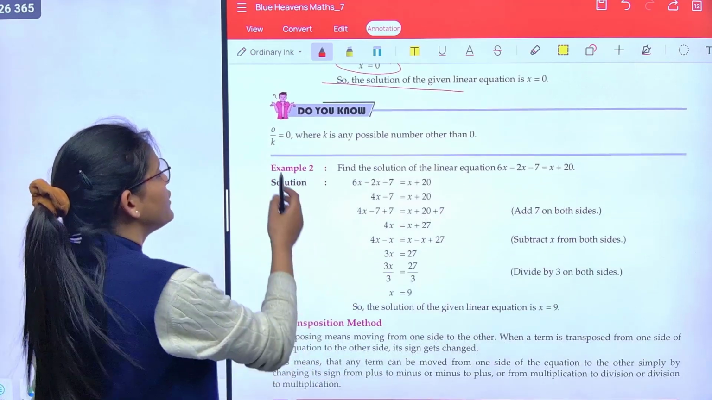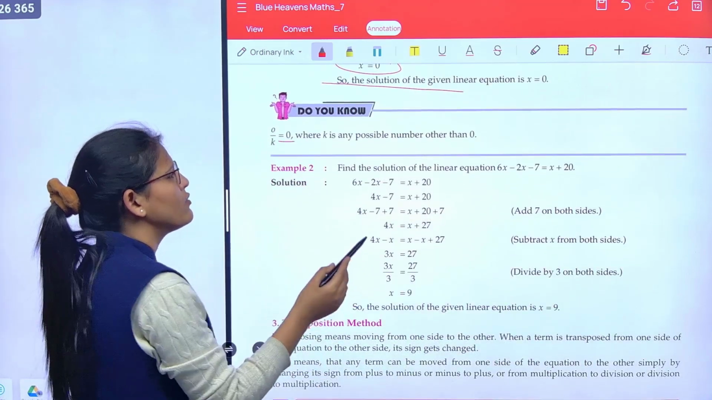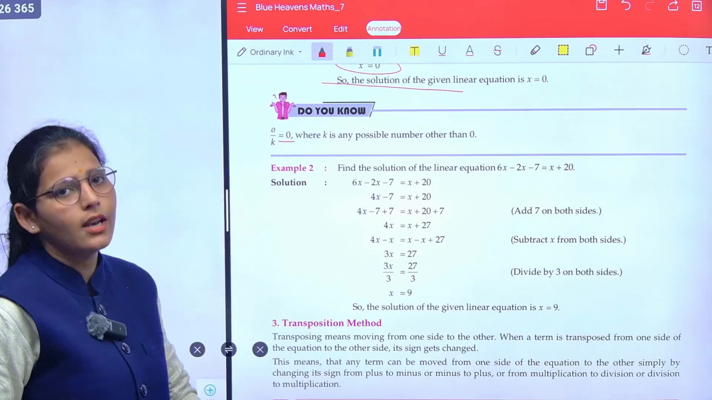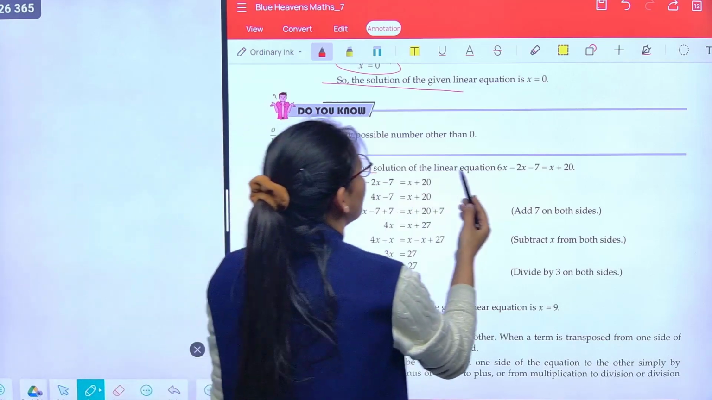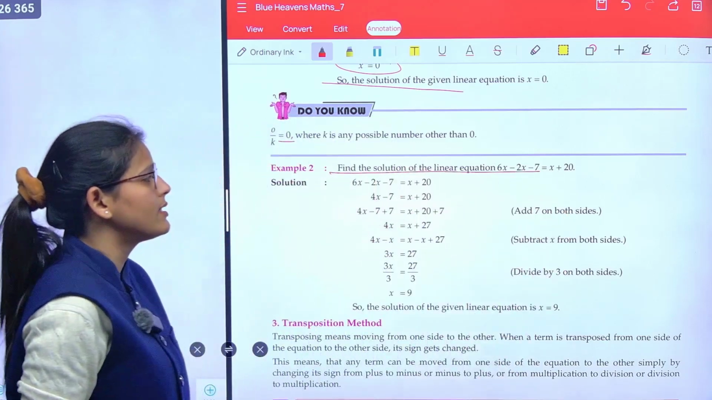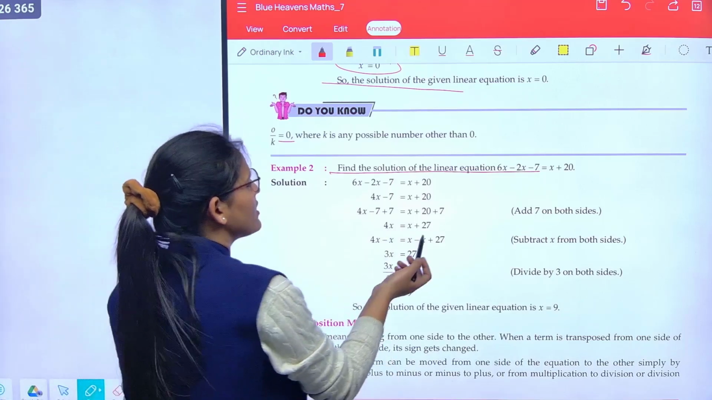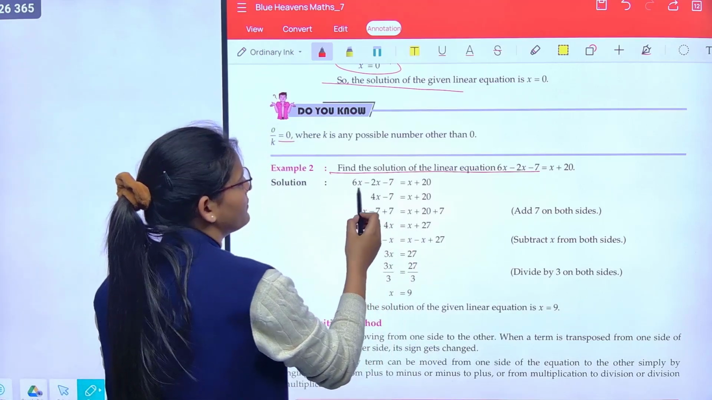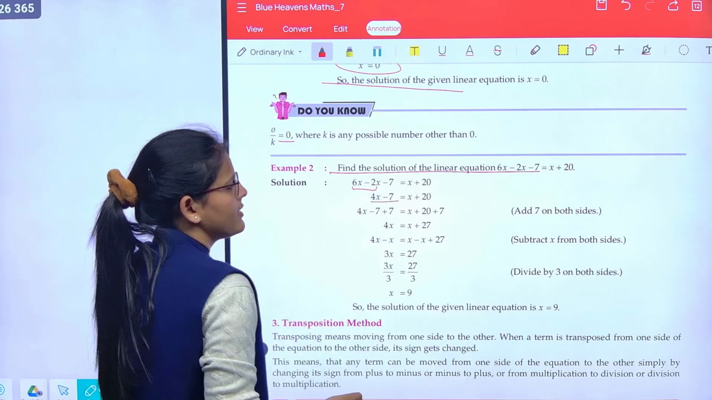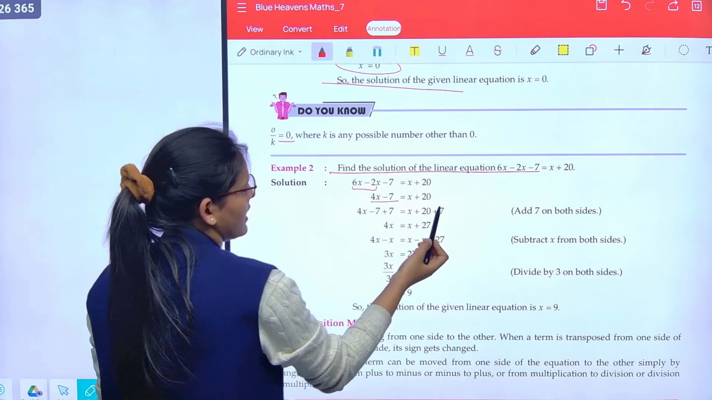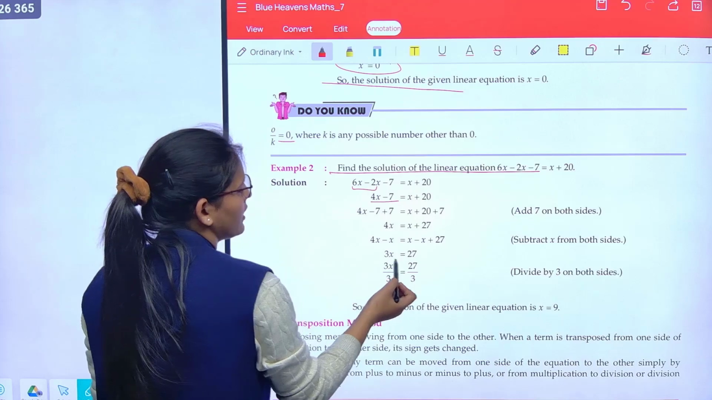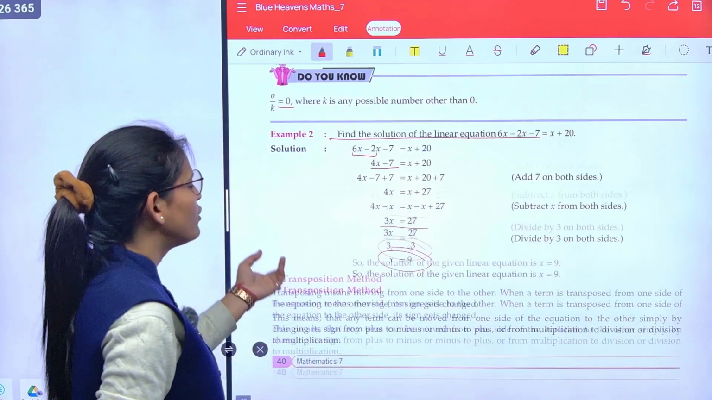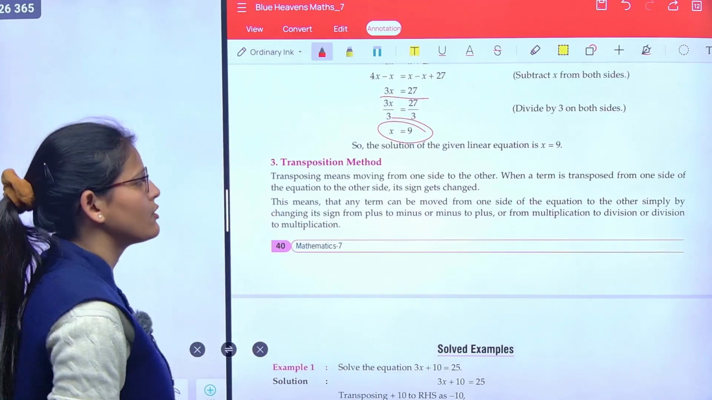Now 0 upon k is equal to 0, where k is any possible number other than 0. Find the solution of the linear equation 6x minus 2x plus 7x is equal to 20. Now class, हमने उसको like term में किया पहले तो, that is 4x minus 7. अब हमें क्या करना होगा, 7 इधर चले जाएगा, that is plus. Now class, ये क्या हो जाएगा, 3x is equal to 9. So the solution of the given linear equation is x is equal to 9.